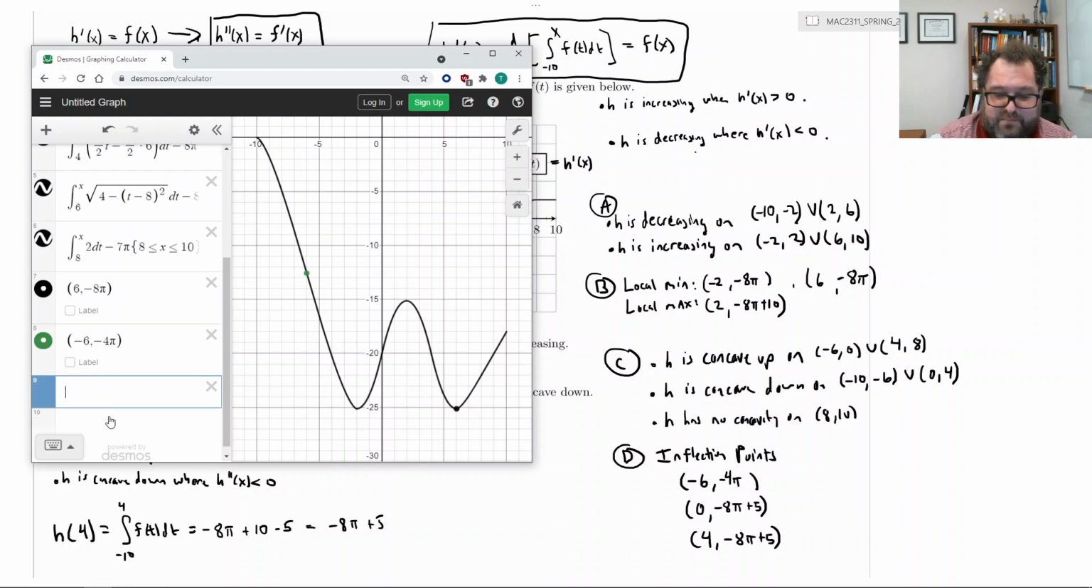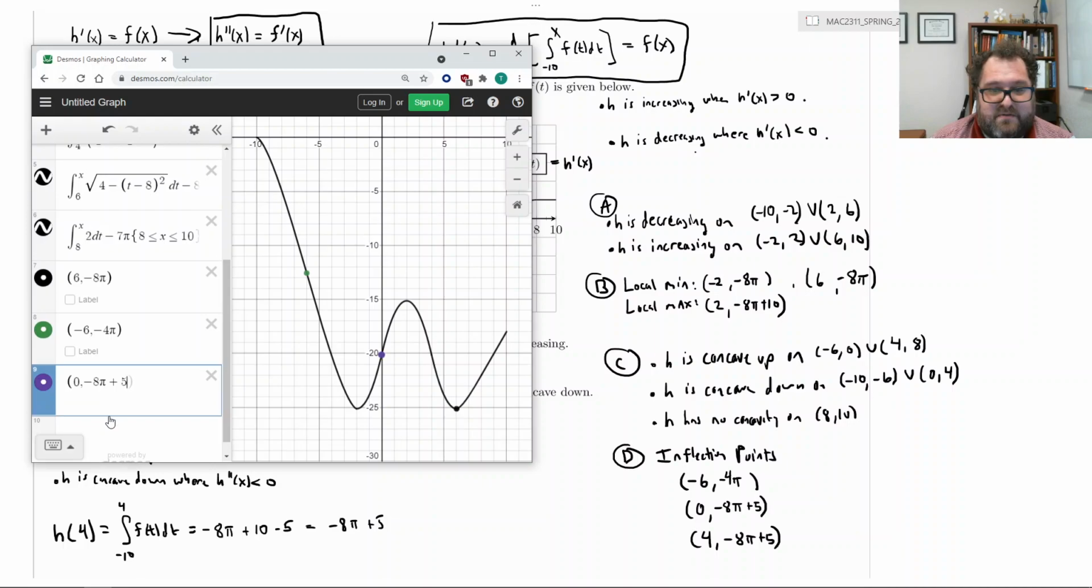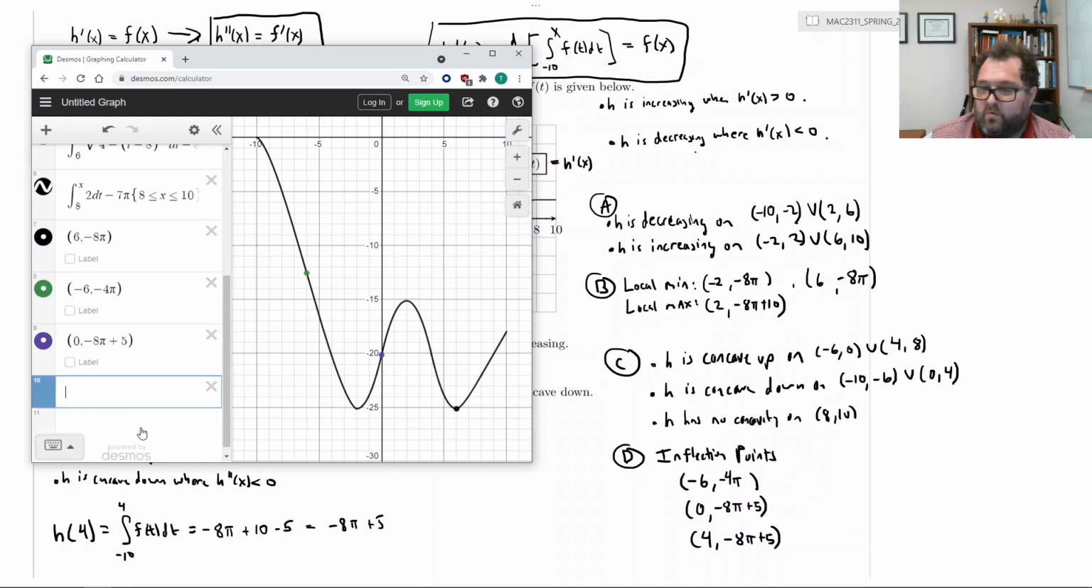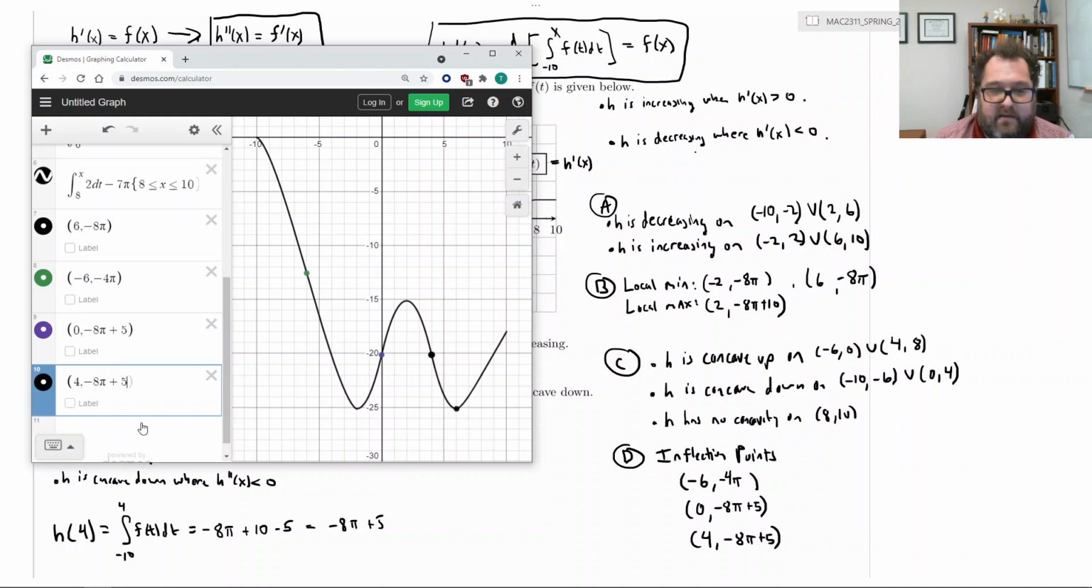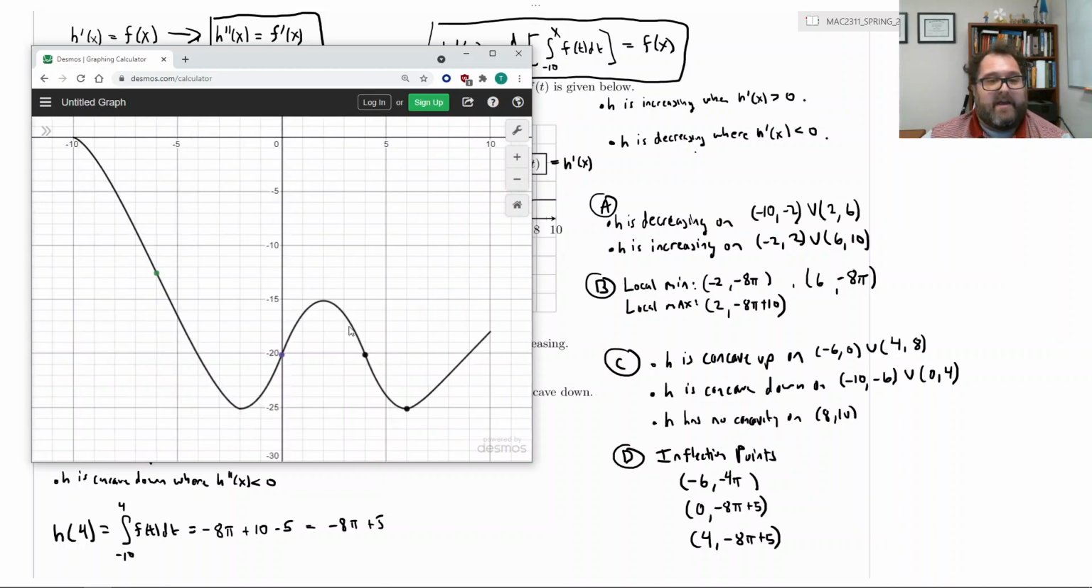And then we had an inflection point 0 comma negative 8 pi plus 5. Okay, that's a point on the graph. Then our last inflection point was 4 comma negative 8 pi plus 5. Okay, yeah, those have the same y value. So let's look at that inflection point. To the left of that inflection point, we can see the graph is bending downward, concave down, which matches up with our answer from negative 10 to negative 6, concave down.